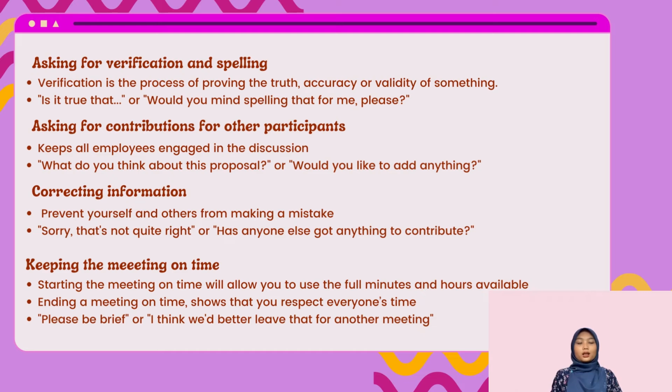Aside from that is keeping the meeting on time. Starting the meeting on time will allow you to use the full minutes and hours available to achieve the agenda of the meeting. And ending a meeting on time, even if you have more agenda items to cover, shows that you not only respect your time, but others' time as well. You can say, please be brief, or I think we better leave that for another meeting, when you are running out of time.